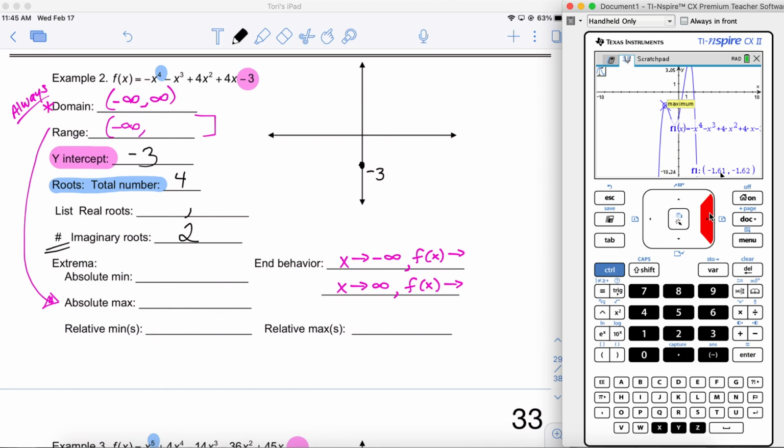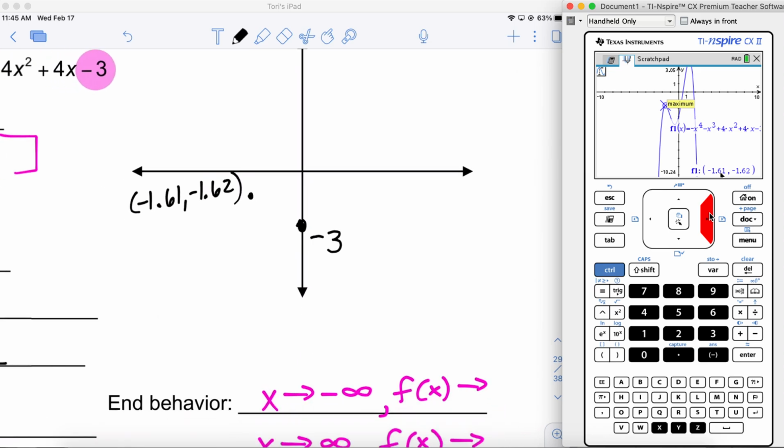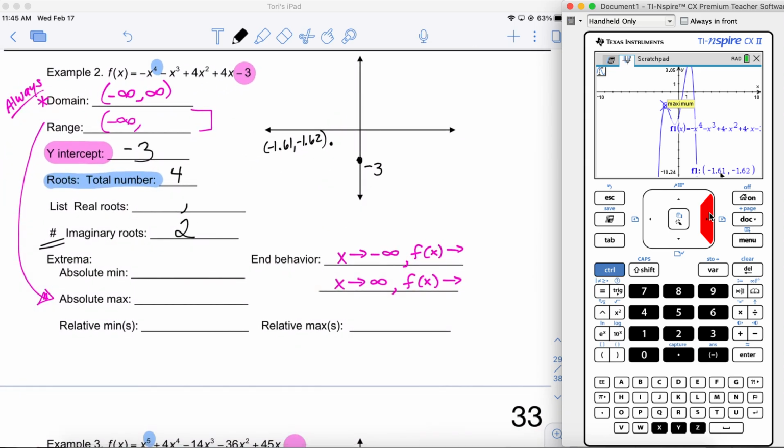That little bump right there, it says maximum, but he is only the relative maximum. Okay, so I'm going to go ahead and label him on my graph. He's kind of right in here. He is going to be the point negative 1.61, negative 1.62. And I'm going to label him on my line as a relative max, negative 1.62.